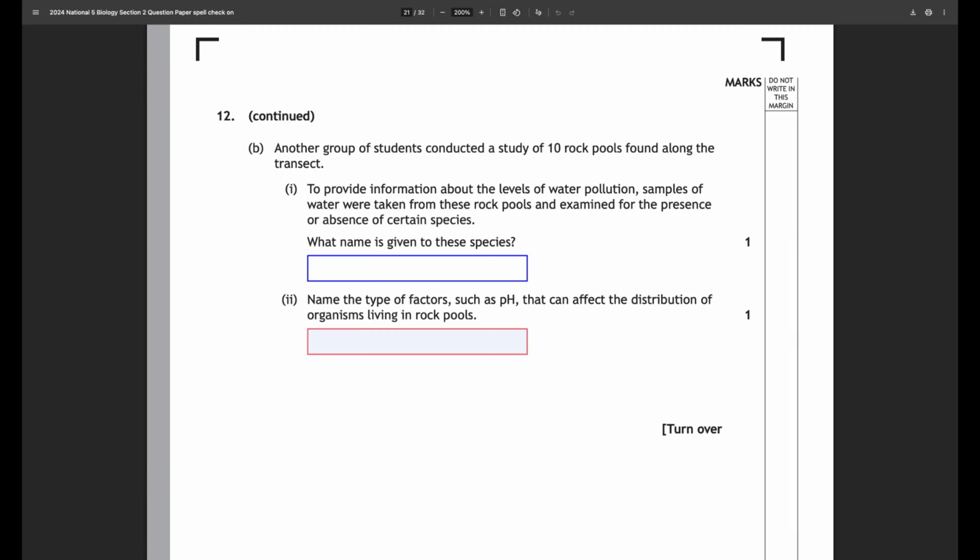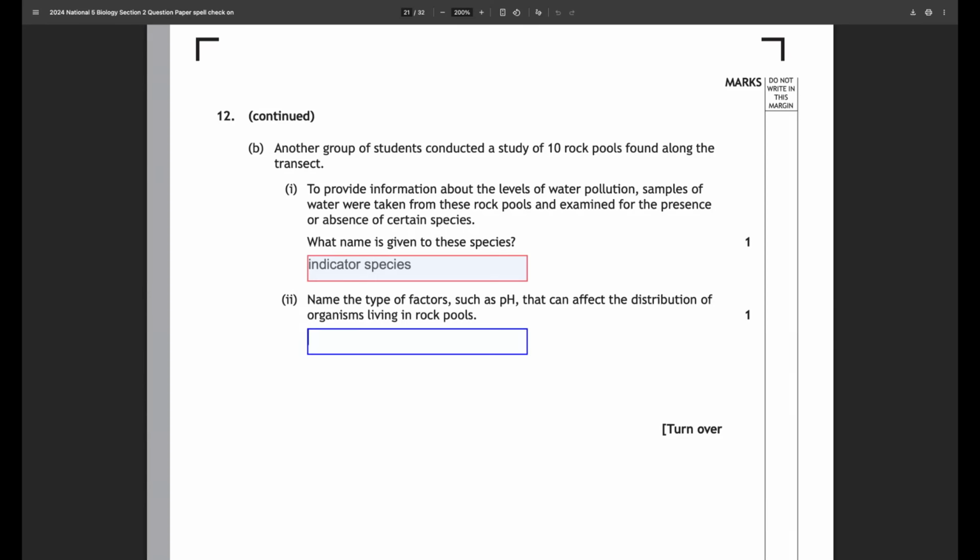Now, ding, ding, ding, in my head, when I'm reading that and I'm seeing presence or absence of species, I'm immediately thinking of a definition. I know what name is given to these species. They are called indicator species. Indicator species, by their presence or absence, will indicate the level of pollution in a particular area. So, as soon as I saw presence or absence, I'm thinking indicator species. And if that's not ding ding in your head when you see that, then you need to learn the definition of an indicator species.